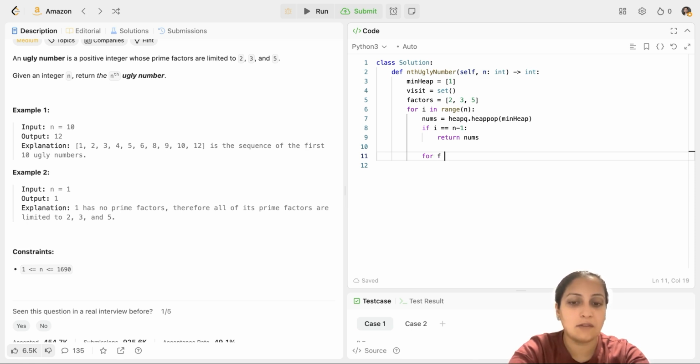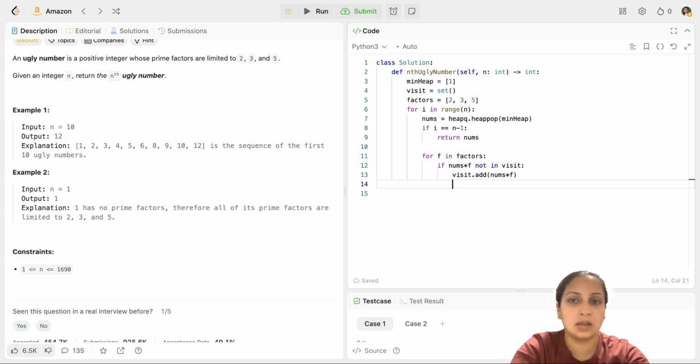So for f in factors, if nums multiplied by f is not in the visit set. If it is there in the set, then I don't need to add it because it's already there, right? Suppose I multiply my 2 with 2, 3, and 5, and I check if 4 is already there in the set. If it is already there in the set, I don't need to add it again. If it is not there in the set, I will add visit.add(nums multiplied by f).